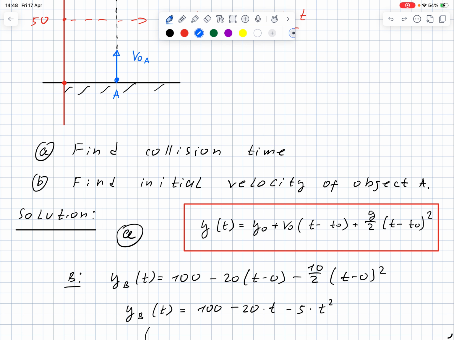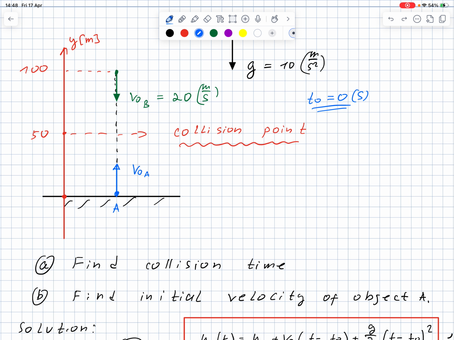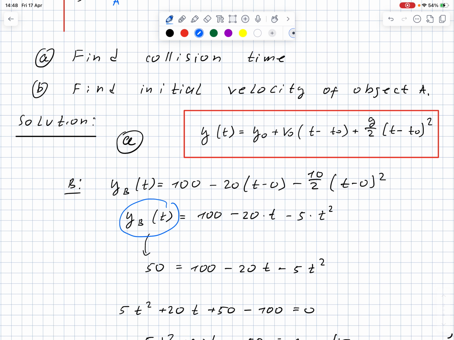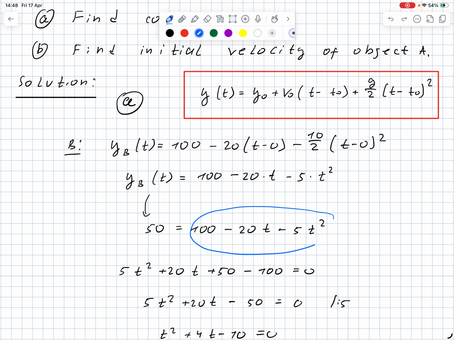Now we know that at the collision point, when the height is 50 meters or the position is 50 meters, actually for both objects, but I'm talking about object B, I'm going to substitute this yb of t by 50 meters. Now I'm going to take this part and move it to the left, as you can see here.